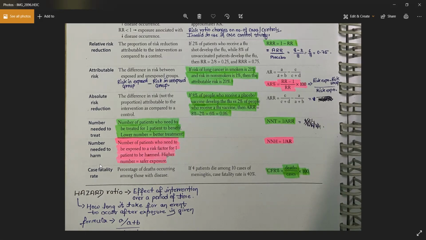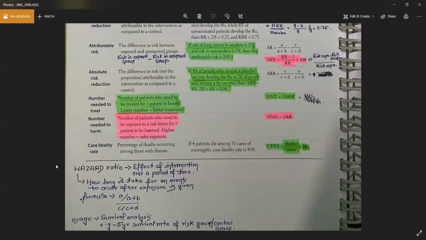Okay, and then comes the case fatality rate, which is all the deaths occurring among all the individuals who have the disease. For COVID, you have death cases and you have a total number of cases. If you want to calculate the case fatality rate, it equals the deaths divided by cases, multiplied by 100. Okay, this is the case fatality rate.